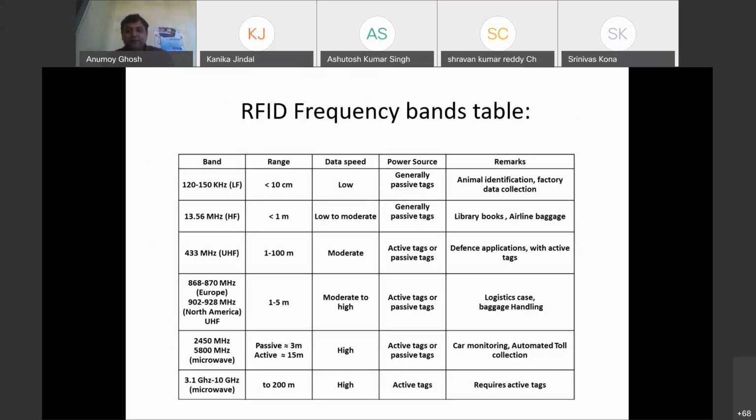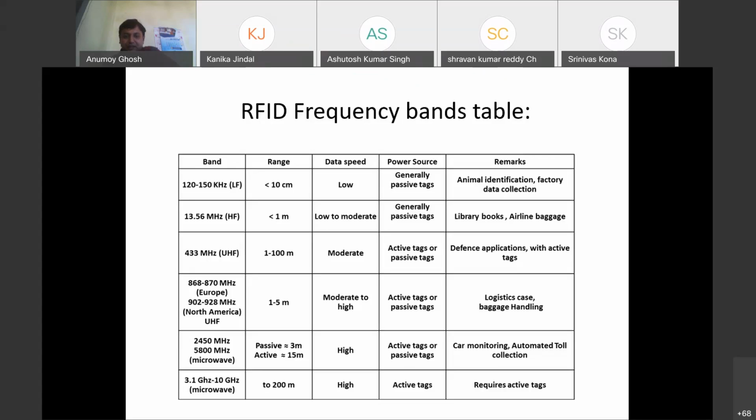Now, the RFID frequency bands table. Here you can see that as you move from the kilohertz to the gigahertz range, your reading range increases. That is why I have told you that you have to determine what the reading range is. If the reading range is very high, then you should be using the gigahertz range.